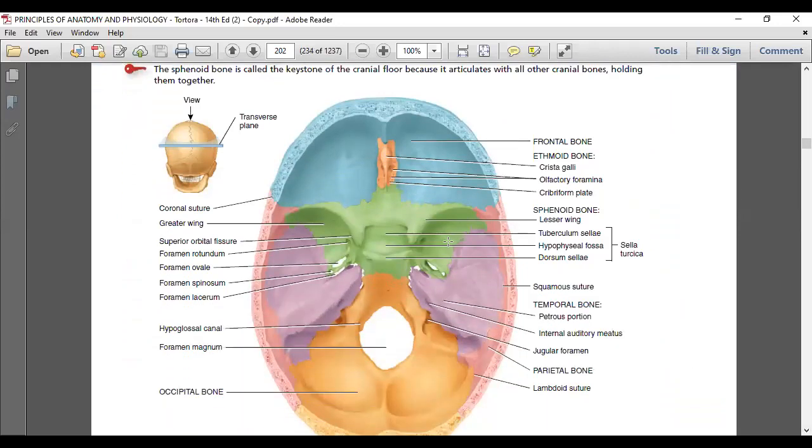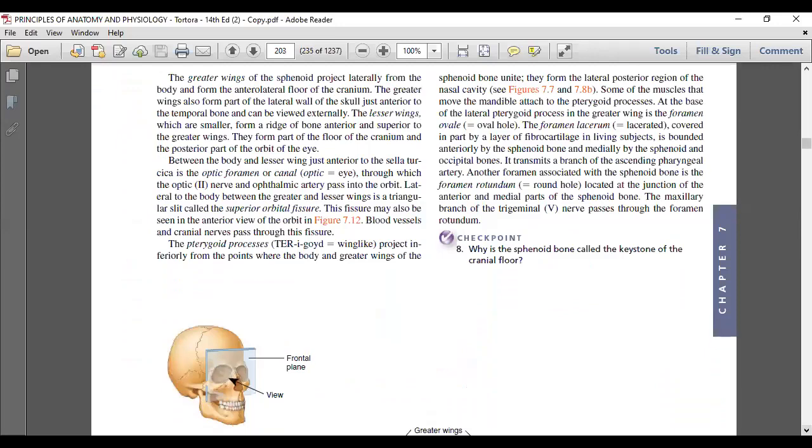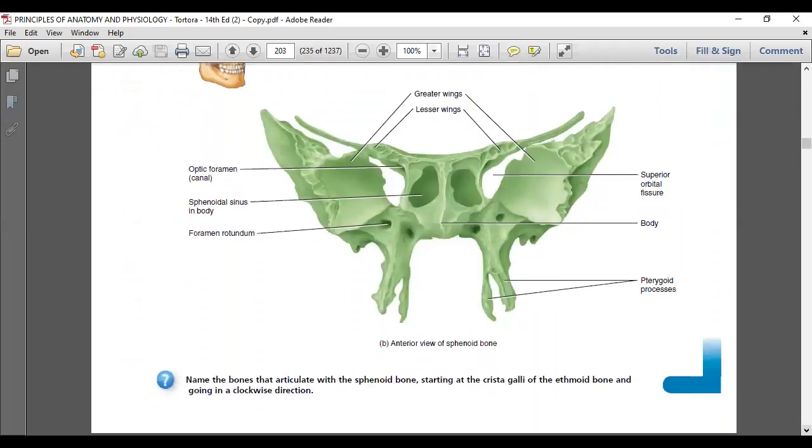Yeah, this is the keystone bone. That sphenoid bone is the keystone bone. You can see it is connected to the frontal, it is connected to the occipital, then to the parietal, all the bones. That's why we say it is the keystone. Okay, so this is the sphenoid bone.